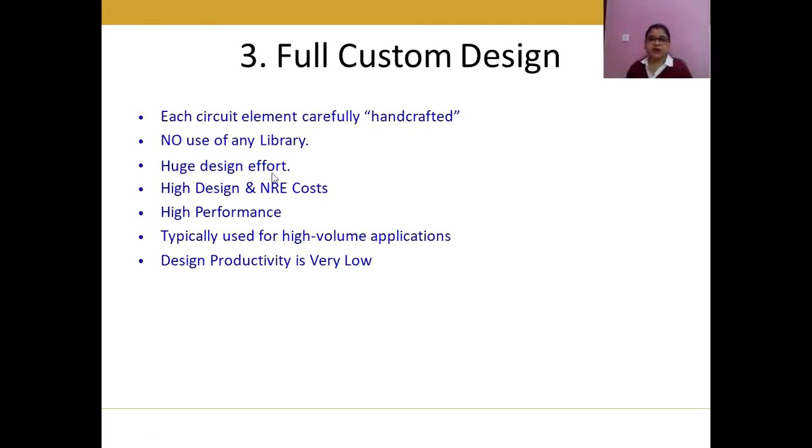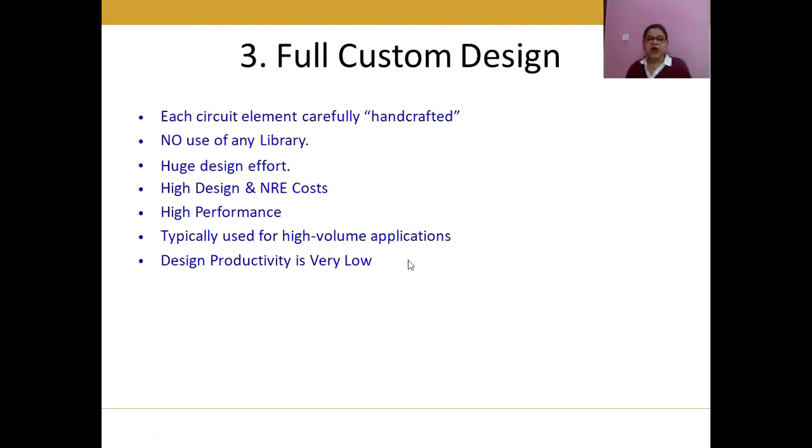Huge design effort. Obviously it requires a huge design effort because, starting from the transistor and ending at a system, each thing is redesigned. So the design effort is high, and the NRE cost is also high. But it gives a high performance. Why? Because it is totally customized as per the demand or as per the specification for the system being given. So it gives the high performance.